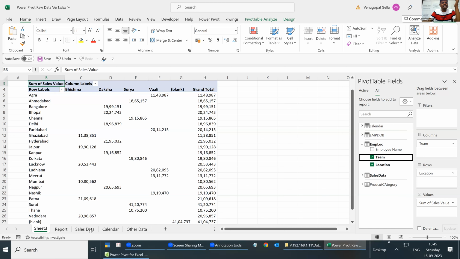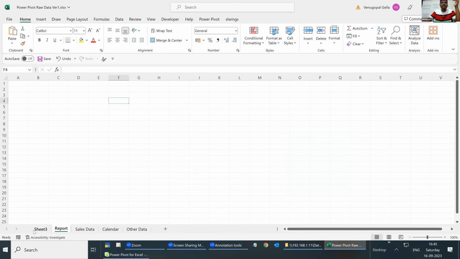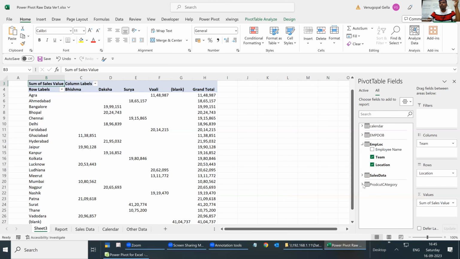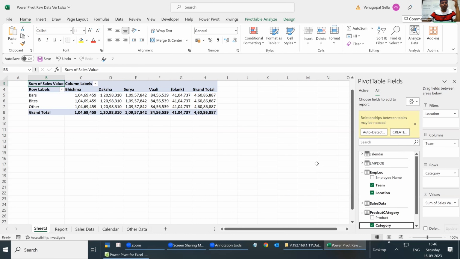While in the sales, you neither have the location, nor the team. The other way, let's say I want to get it from the product category. Instead of my location, I want to know the category of the products. But again, for product category, the relationship is not defined.